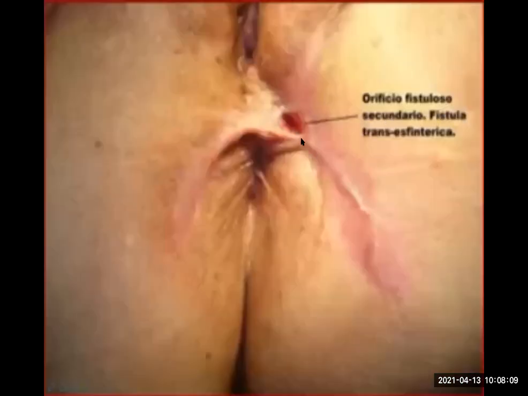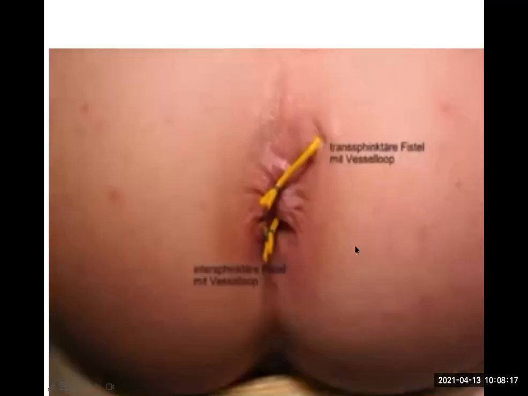This is another picture, which is showing the fistula here. This is the fistula. Now see this. They have passed a small tube here, or you can say a catheter, and this catheter is nicely passed from here, and the tip of the catheter has gone inside the anal canal. So you can clearly see this is the passage of the fistula. The fistula tract is very clear here.